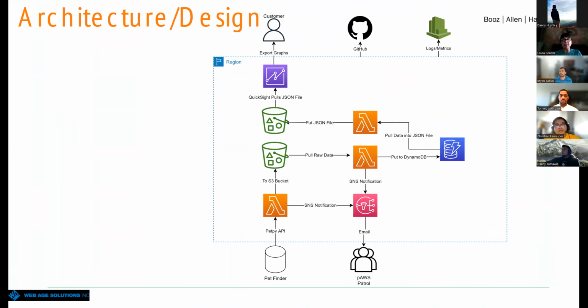We start at the bottom left-hand corner with petfinder.com. The goal of PetFinder is to provide details on animals that are available for adoption in your particular area. PetFinder has an API called PetPy that rescue organizations all over the country can use to upload information on the animals that they have available for adoption. Currently, over 11,500 shelters and rescues participate in the program.